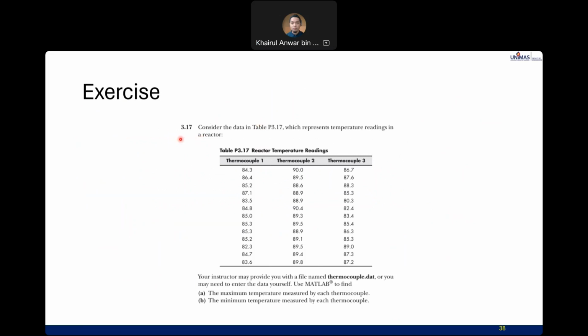Okay, for exercise number 3 here, under mean and median, you need to define this table first, not one by one, but as a 3 column. Then you find the minimum temperature of each thermocouple.